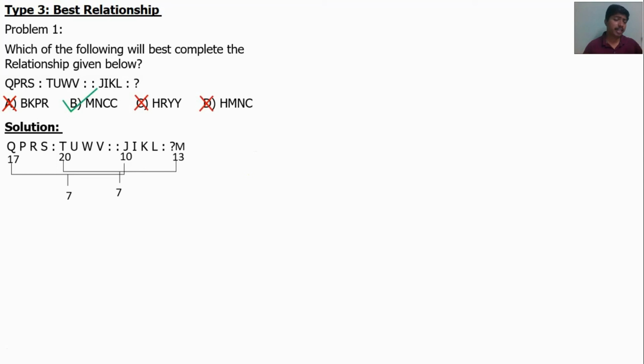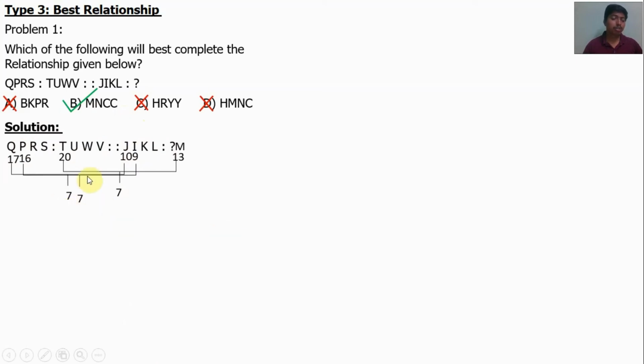We need not compare the second letter, but for understanding, we will compare. The second letter of the first character with the second letter of the third character. Okay. So here the position of P is 16, the position of I is 9. The difference is 7.